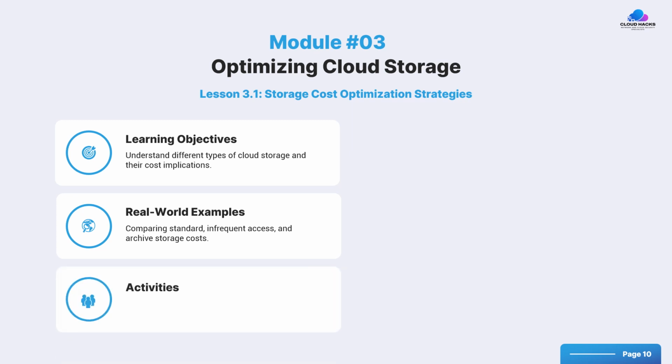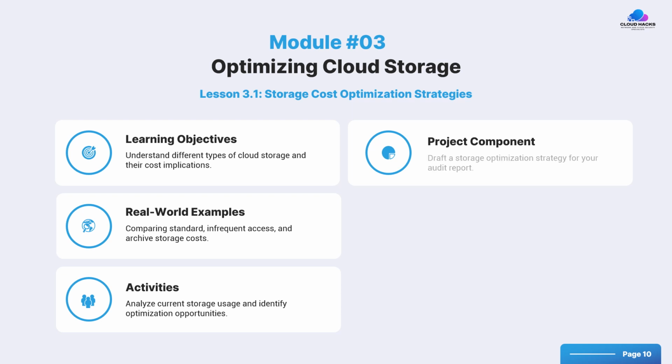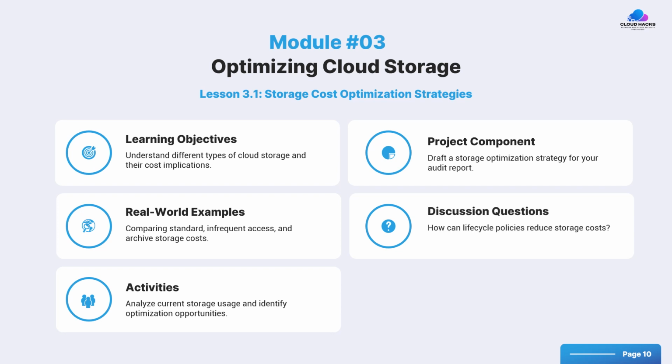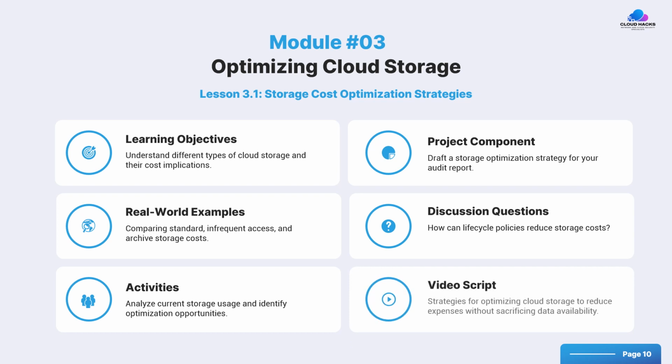Activities. Analyze current storage usage and identify optimization opportunities. Project component. Draft a storage optimization strategy for your audit report. Discussion questions. How can lifecycle policies reduce storage costs? Video script. Strategies for optimizing cloud storage to reduce expenses without sacrificing data availability.